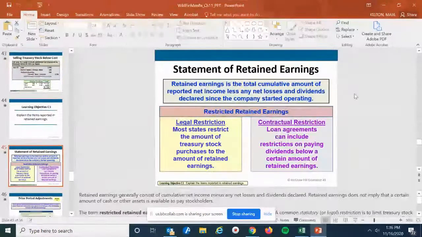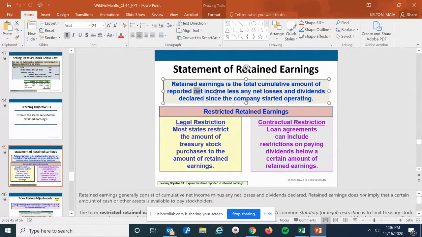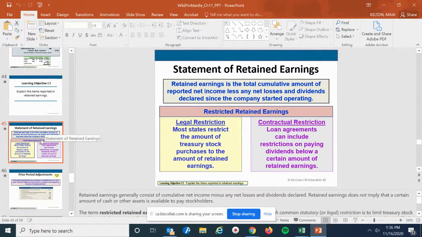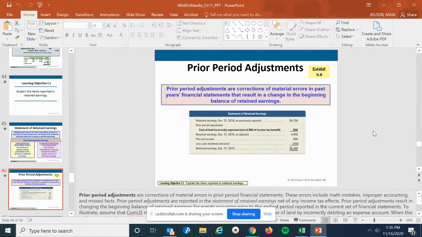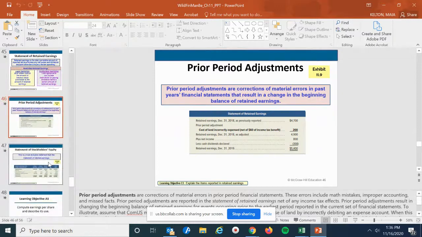So here's a blurb on statement of retained earnings. This is the cumulative amount of net income less dividends. And the statement of retained earnings just shows that. On the statement of retained earnings, we can also have some prior period adjustments. Those prior period adjustments really will be on the income statement, and they'll show up on the statement of retained earnings as well.